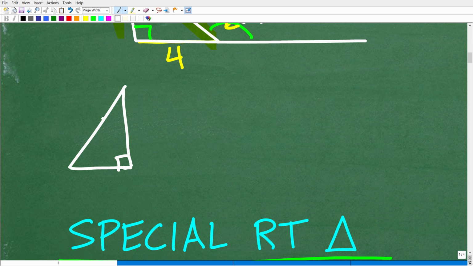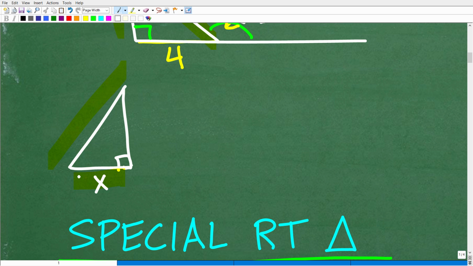So right here, what would be the shortest side of this triangle? Okay, well, hopefully you said this, and that would be correct. What is the longest side of this triangle? It's this side, okay? So that's important, and here we have the middle side. So let's put x as our shortest side.